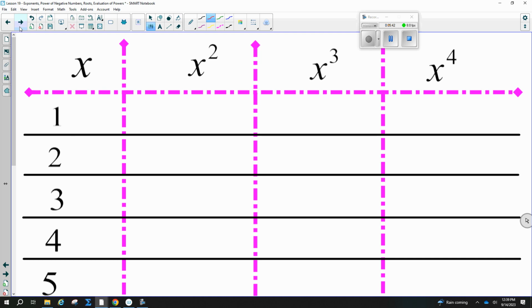1 squared is 1, 1 cubed is 1, 1 to the 4th is 1. So if you take the 4th root of any of these, you get 1, or the 3rd root, or the square root, you get 1, okay? All right, now let's do 2.